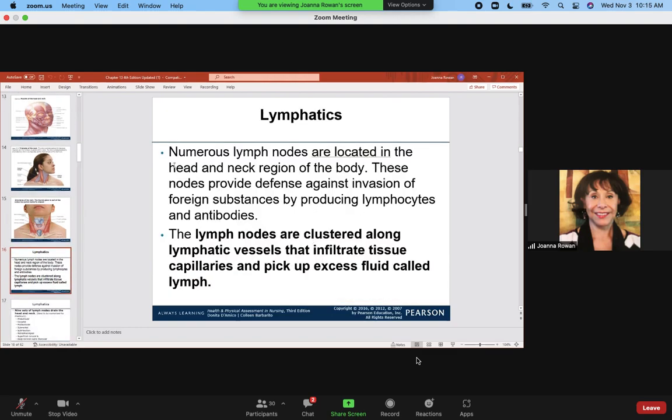Lymphatics, you need to know this. Numerous lymph nodes are located in the head and neck region of the body. These nodes provide defense against invasion of foreign substances by producing lymphocytes. Lymphocytes are white blood cells and antibodies. The lymph nodes are clustered along lymphatic vessels that infiltrate tissue capillaries and pick up excess fluid called lymph.